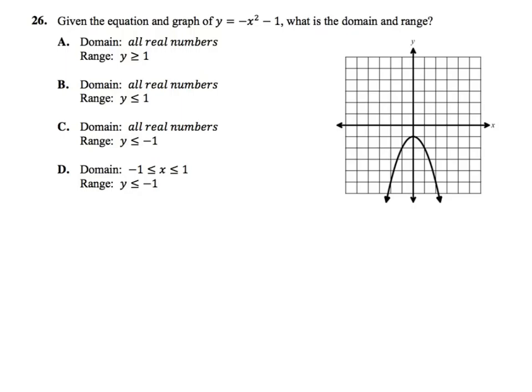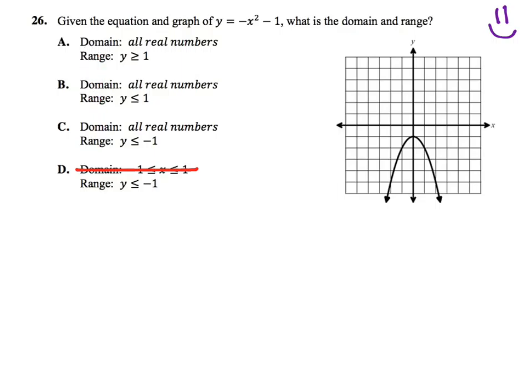Number 26. Given the equation and the graph of y equals -x² minus 1, what is the domain and range? You guys rocked on this one. First thing I know is this parabola is going to go on and on forever that direction, on and on forever that direction. That means that my domain, which remember is all possible inputs, is all real numbers. I could put in all real numbers, right? So I know D is not a possible answer. Okay, so it could still be A, B, or C.